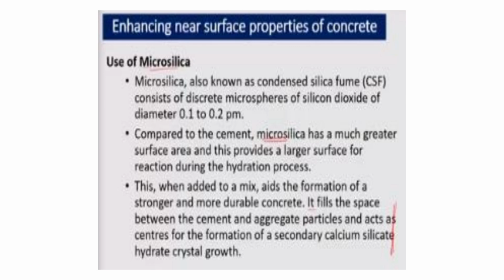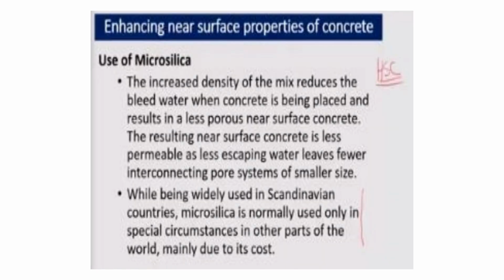Okay, so it solves two purposes. Firstly, it fills the space between cement and aggregate particles, and secondly, it acts as a center for formation of secondary calcium silicate hydrate crystal. So it allows the growth of secondary CSH crystal. The increased density of the mix reduces the bleed water when concrete is being placed, and results in a less porous near surface concrete.